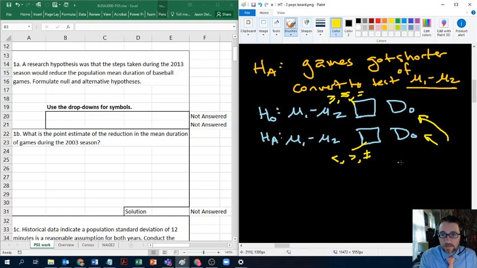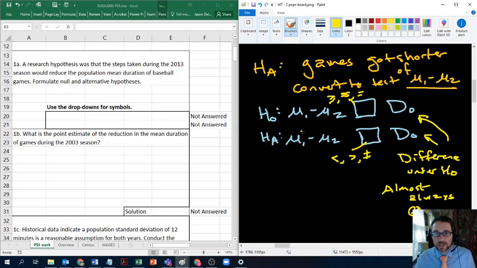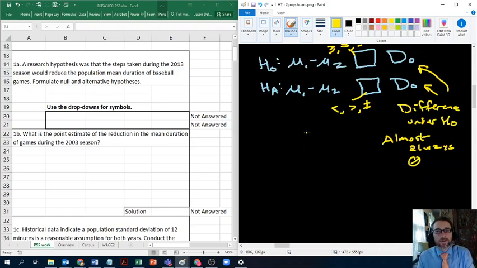This right here, that d0 stands for the difference under the null, and it's almost always going to be 0, but it doesn't have to be. It turns out that the math that we're using for this would hold just as well if that were non-zero. So for example, let's say they wanted to test, did it reduce games by 10 minutes? Then that D0 could be 10. We just want to know if they got shorter. So let's take a look at how we would describe mathematically games got shorter.